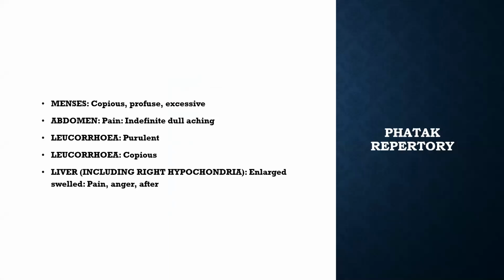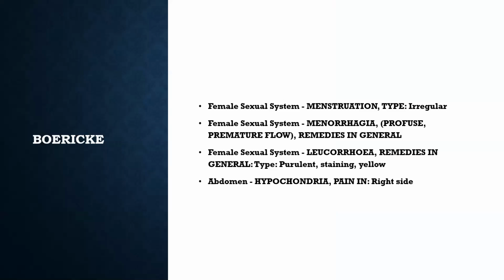Again, it's one and the same actually. Menses, copious, profuse, excessive. Then abdomen, pain, indefinite, dull aching. Leukorrhea, purulent. Leukorrhea, copious. And liver, including the right hypochondrium, that is enlarged, swelled. It matches with the right hypochondriac abdomen pain, and that too, pain, anger after. Even in Boericke's repertory, you'll get similar kinds of rubrics. I'm not going to repeat again; it'll go a little boring.